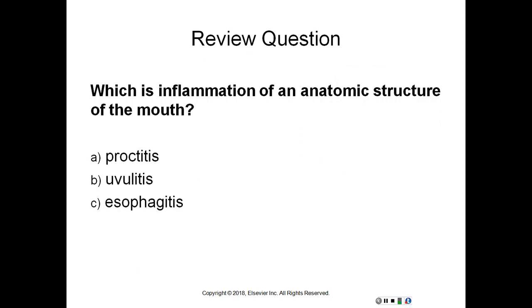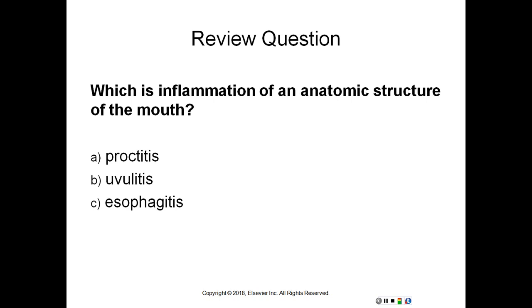Which of the following is the term that means inflammation of the anatomic structure of the mouth? So first of all, you need to know what is part of the mouth. Well, hopefully proctitis, you remembered that that is not part of the mouth. So you can eliminate that one. Esophagitis would be the esophagus. Proctitis, of course, would be the rectum. And so hopefully you answered B for uvulitis, because that's the little thing that hangs down in the back of your throat.